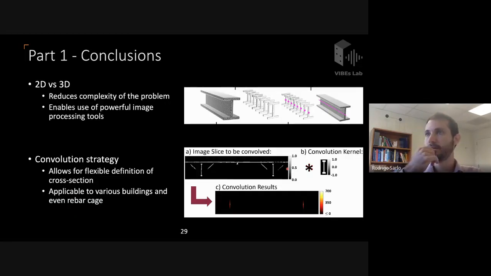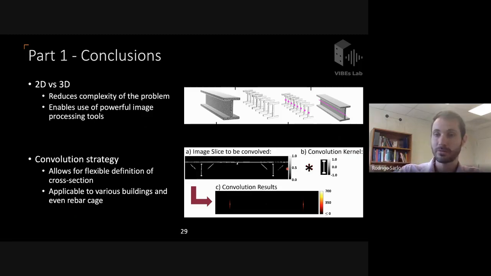So to conclude this first part, some of the big takeaways from this work have been that using this 2D approach versus 3D helps to reduce the complexity of the problem while enabling us to leverage some powerful image processing techniques. In combination with that, the convolution strategy allows us to define flexibility in the definition of cross sections, and this essentially allows us to be very flexible in terms of which structures we can apply this to.